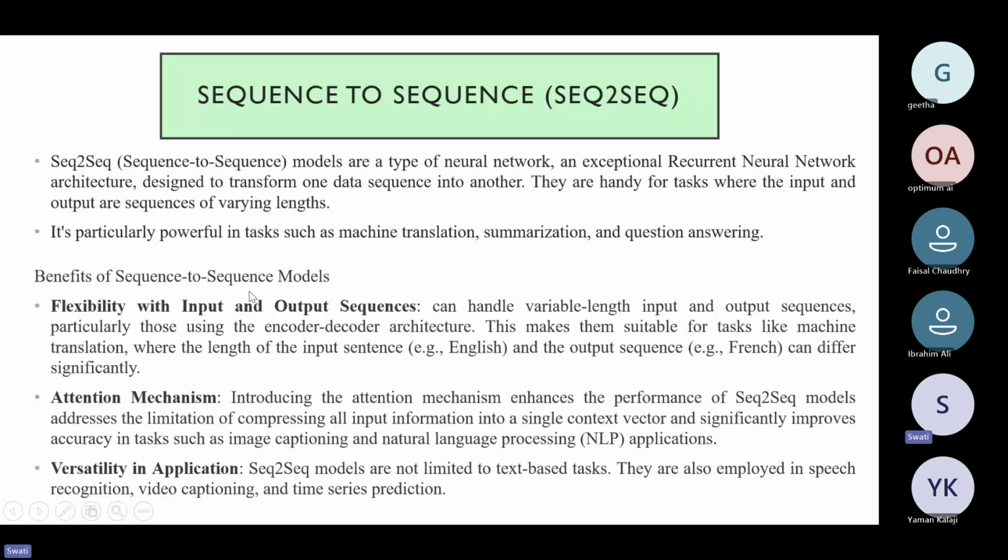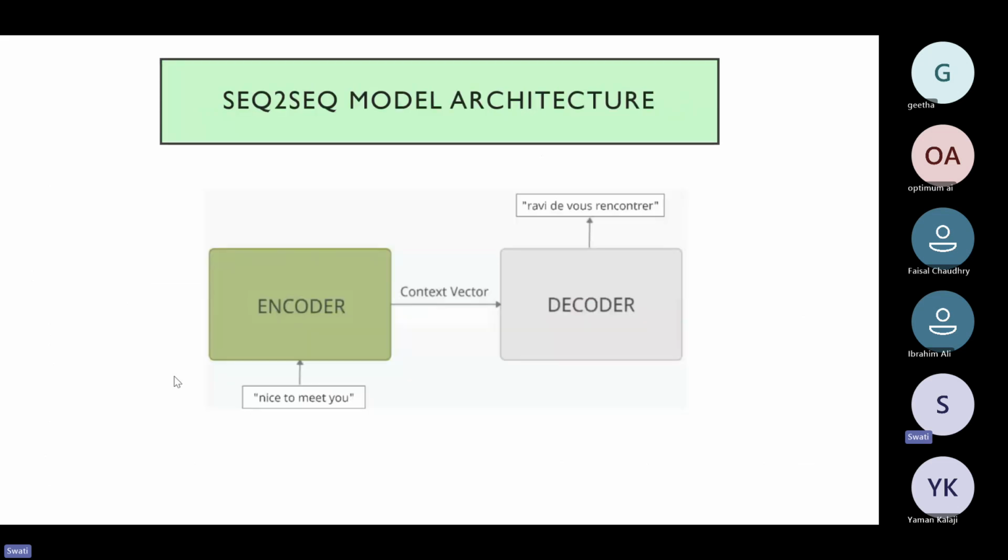And what are the benefits? The first benefit is that we can have variable length input and output sequences. Another is that there is one more layer introduced in sequence to sequence modeling, which is the attention mechanism. We will discuss it afterwards. But first, let's go with the simple sequence to sequence model architecture and how it looks. There are two main components: first an encoder, and then a decoder.